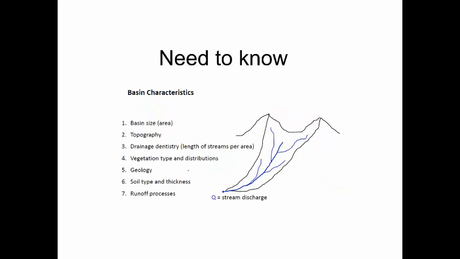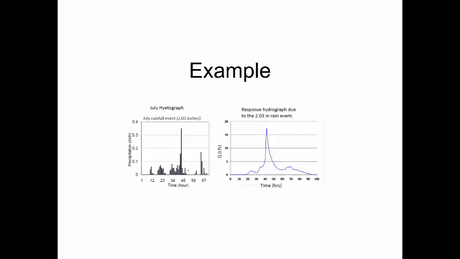So the basic characteristics that you need to know are the size, topography, length of streams per area, vegetation type and distribution, geology, soil type and thickness, and of course the runoff processes. These are actual events. So there was a rainstorm event, and there's going to be a delay, okay? So you don't see the hydrograph right there and then, okay? And the total rainfall event is not necessarily going to be the total hydrograph or the total runoff.